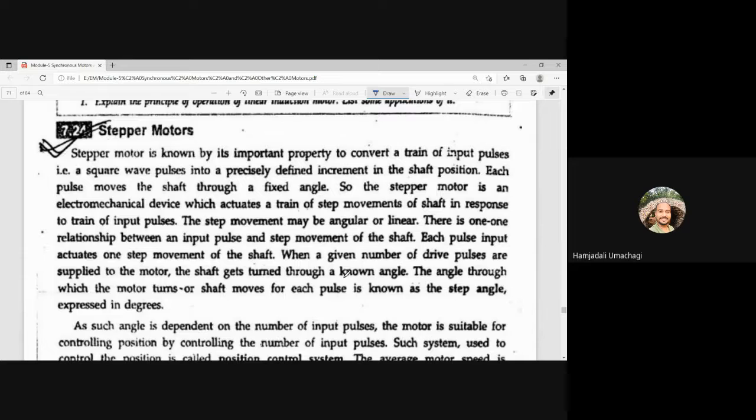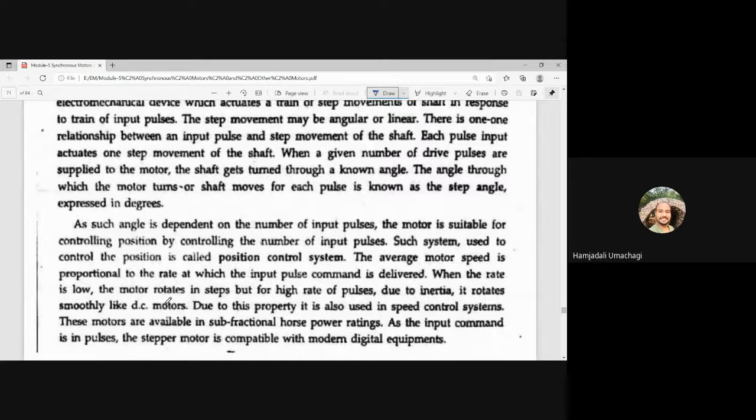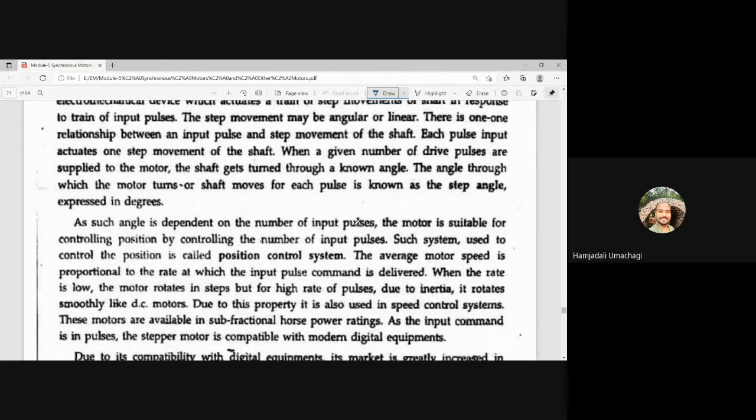The angle through which the motor turns or shaft moves for each pulse is known as step angle, expressed in degrees. So for every input pulse, the rotor shaft of the stepper motor is going to move or rotate, and that is called the step angle, and it is expressed in terms of degrees. As such angle is dependent on the number of input pulses, the motor is suitable for controlling position by controlling the number of input pulses.